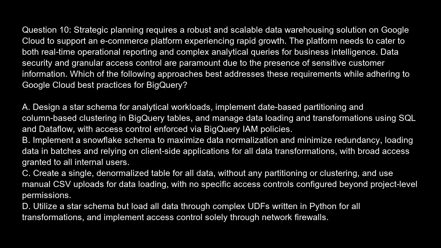Option C. Create a single, denormalized table for all data, without any partitioning or clustering, and use manual CSV uploads for data loading, with no specific access controls configured beyond project-level permissions. Option D. Utilize a star schema but load all data through complex UDFs written in Python for all transformations, and implement access control solely through network firewalls.